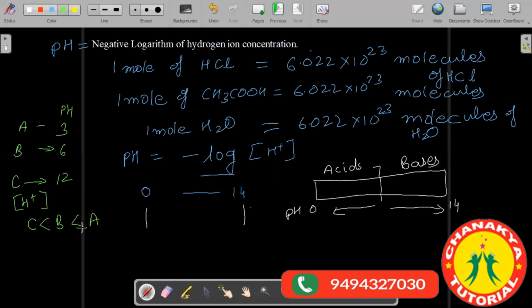Got it? Okay. If I talk in the same way, what about the hydroxide ion concentration? Which solution will have the highest hydrogen ion concentration? A. Okay. A will have the highest hydrogen ion concentration. No, hydroxide ion. C. C will have the highest hydroxide concentration.